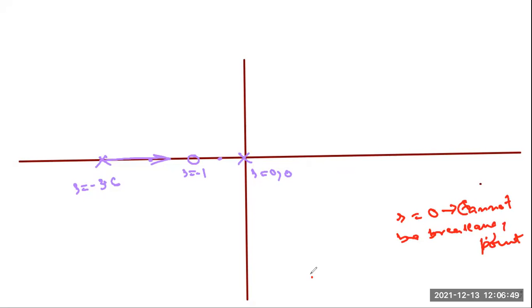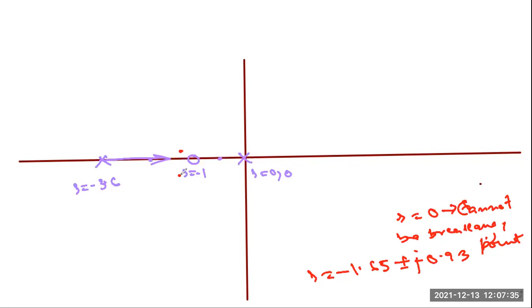Next, another point you have told, s equal to minus 1.65 plus minus j, what is that value? So minus 1.65 plus minus j 0.93. So minus 1.65 plus minus j means this point will be something here. Okay. Can we consider this as a breakaway point?